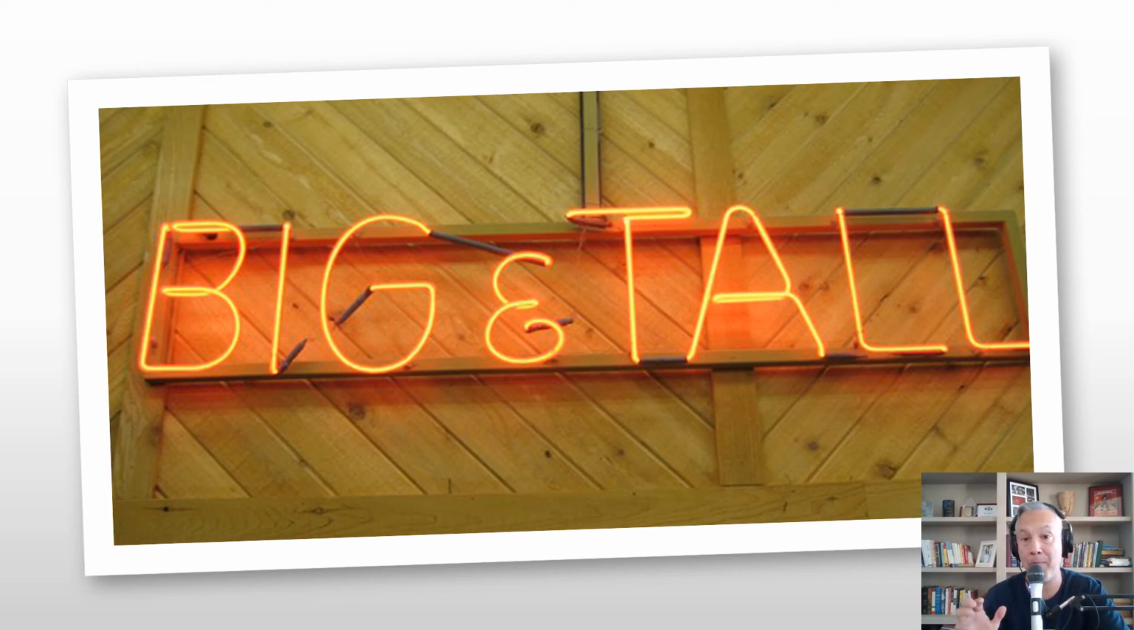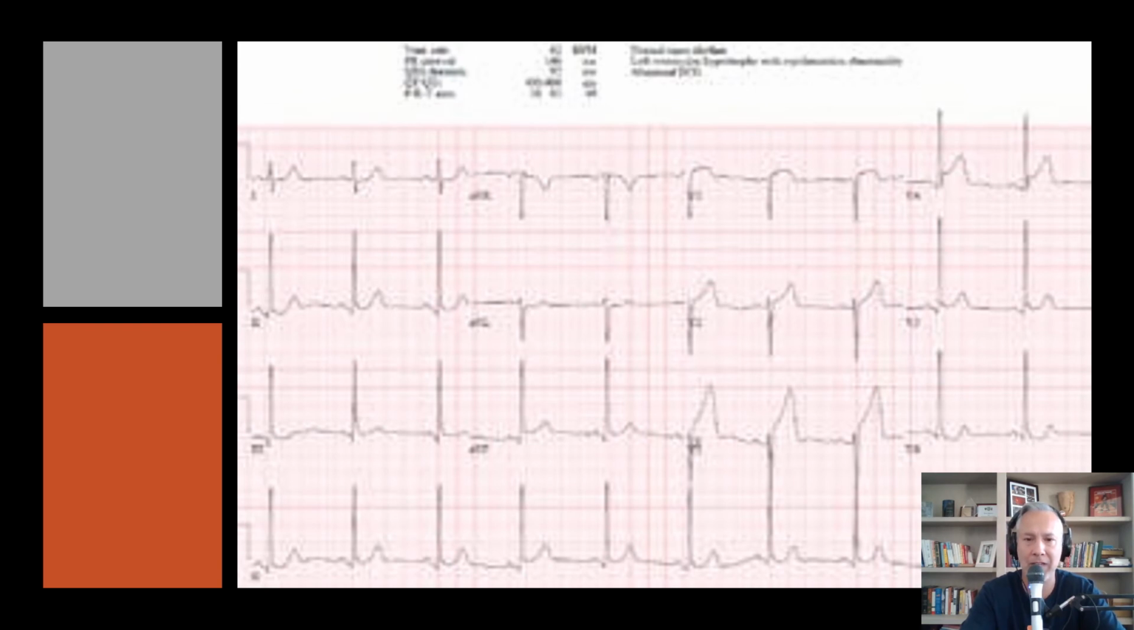Let's talk about the big, tall T waves. And they come in two flavors. So we have the big, tall T waves of coronary occlusion, right? When you see the T wave and it towers over the QRS, I want you to get a little worried. I want you to do serial EKGs, and I want you to be concerned about occlusion. The T wave should never be larger than the QRS.